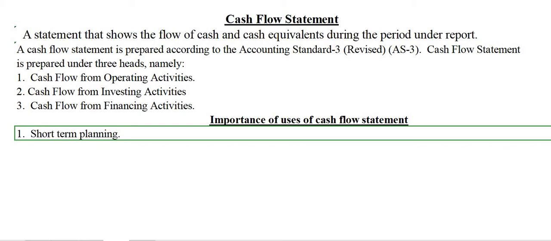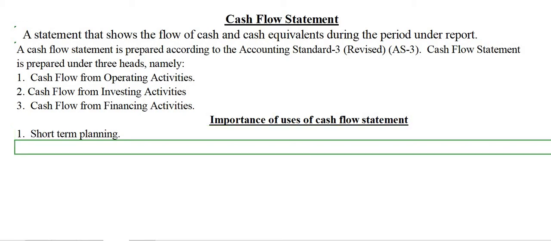Cash flow statement is very important because it helps with short-term planning. Short-term planning means, in order to plan for a short period of time, say 1 year or 2 years, we can use the result of the cash flow statement, because this statement explains the reasons for the change in cash. Cash is a short-term or current asset, so studying the flow of cash will help us plan for a short period of time.